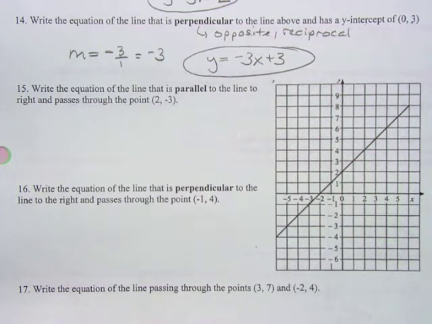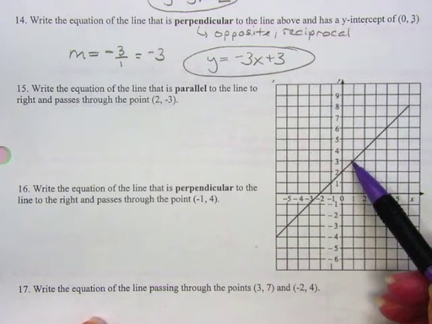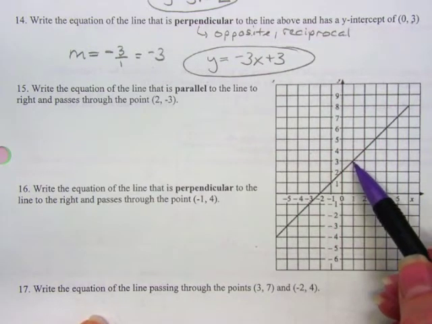Here we go again with another parallel line. Write the equation of a line that is parallel to the line to the right, so we're looking at a graph this time, and passes through the point (2, -3). Well, if I want to write an equation of a parallel line, I need to know the slope, because I know that slopes of parallel lines are the same.